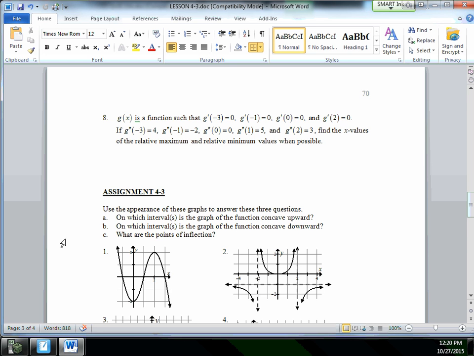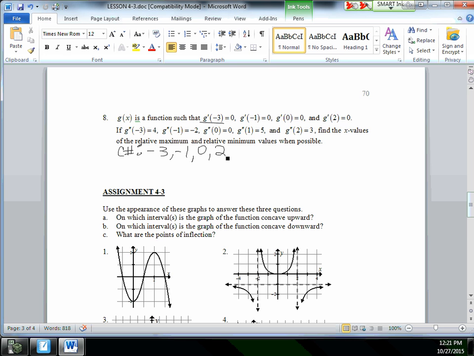So last example right here, we want to find all the x values of a relative maximum and a relative minimum when possible. So the first thing is find your critical numbers, and that's where your first derivative equals 0. So I know my critical numbers are negative 3, negative 1, 0, and 2, because the derivative equals 0.